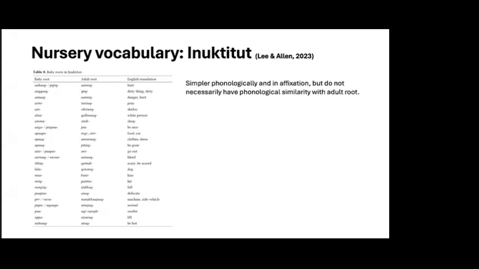In general, I won't go through any of the examples here, but the patterns were that they're simple. The nursery forms are simpler phonologically, and in affixation, with Inuktitut being a polysynthetic language. Some of them don't necessarily have phonological similarity to the adult root, suggesting that they are really a unique register here.